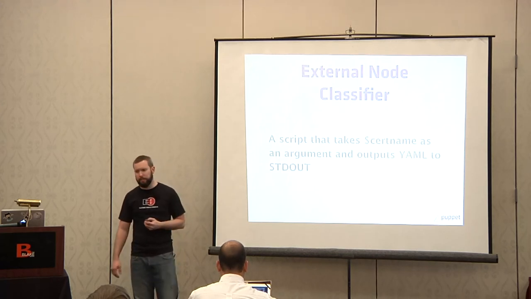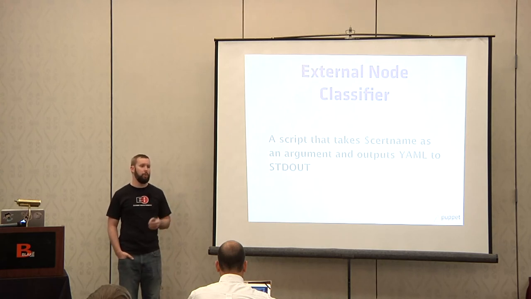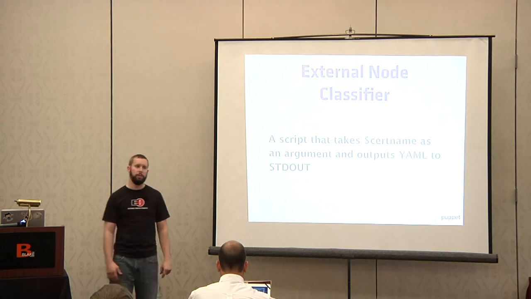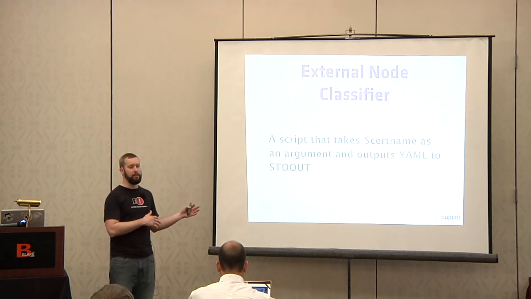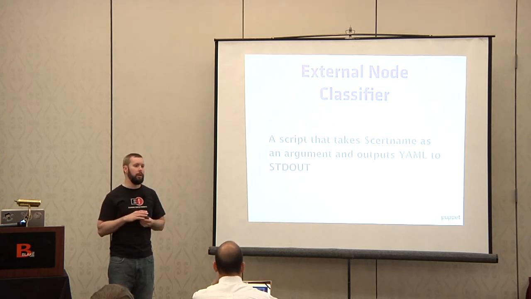One last thing is external node classifier. Puppet uses our dashboard as an ENC, or external node classifier. Node classification is just another way of saying, what role do my systems have? Are they web servers, are they databases, et cetera? It's a way to make that mapping. So you could use our text files, you could use our dashboard, or you could write your own. It's wherever you want that source of truth to be of what your systems are.